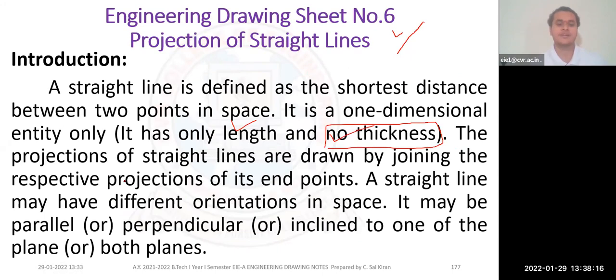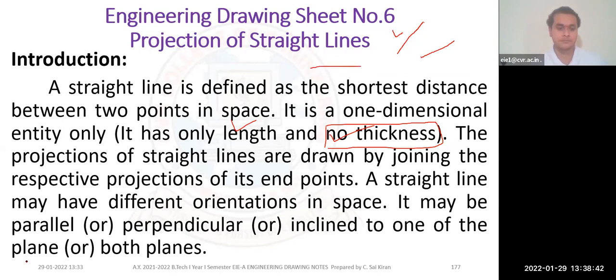Straight lines are drawn by joining the two respective projections of endpoints. So initially you need to have two endpoints, endpoint A and endpoint B, or endpoint P and endpoint Q. If you join those endpoints, then you will get a line. Okay. And a line may have different orientations. It can be parallel. Suppose this is my horizontal plane.